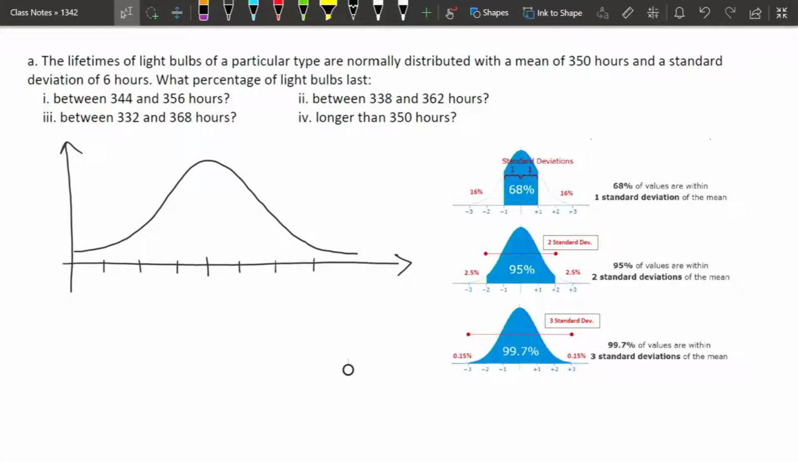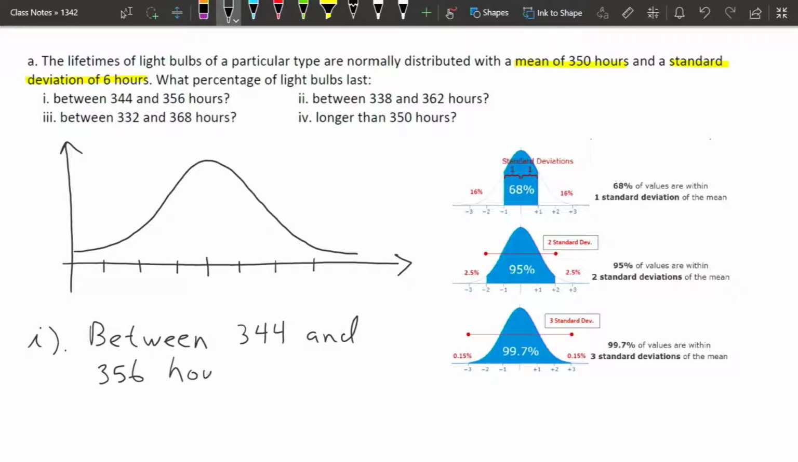On this one, it's discussing the lifetimes of light bulbs, which are normally distributed with a mean of 350 hours and a standard deviation of 6 hours. Let's do a few of these, for example. First off, it asks for what percentage of light bulbs last between 344 and 356 hours.